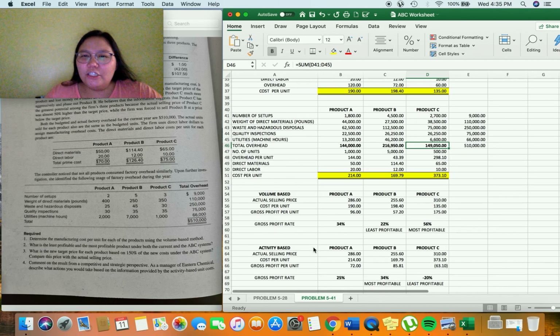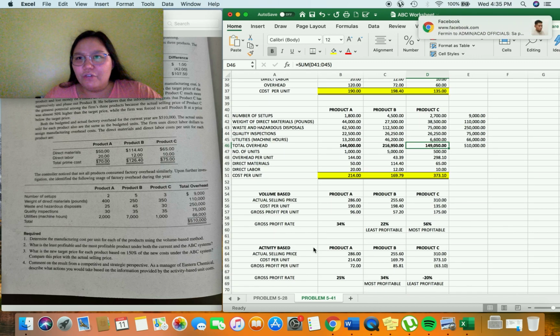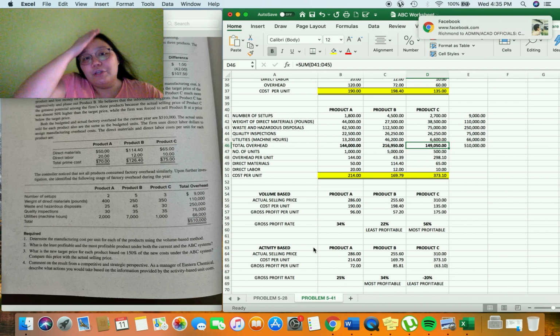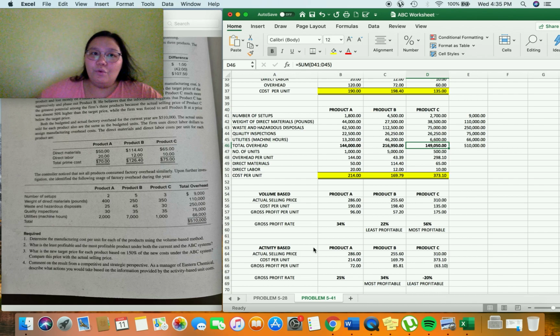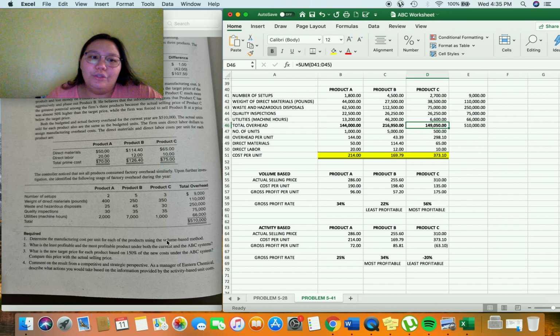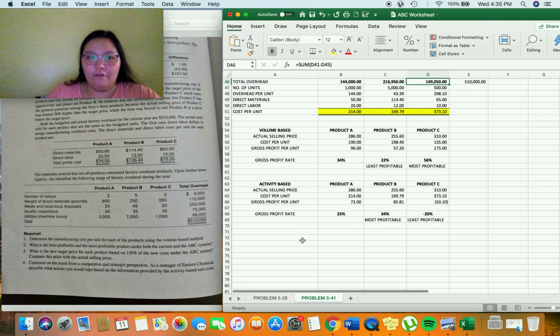Kasi kapag traditional or isa lang yung basis mo for allocating overhead, pag mababa yung consumption mo, kunwari direct labor hours or machine hours, mababa rin yung overhead cost na nasa iyo. Pero when you look at it closely, pag nag-activity based ka, it's possible na mas malaki pala dapat talaga yung na-allocate sa kanya. So, yun. Okay? Sige. Next. Number 3.